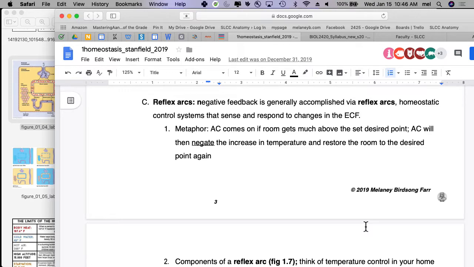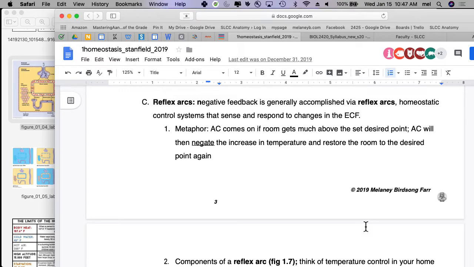A metaphor for a reflex arc would be that in your home, right, if I set the thermostat for 68 degrees, it is not going to stay at 68 degrees all the time. It's going to go up, and then it'll be brought back down. It's going to go down, and you'll bring it back up. Does that make sense? Especially in like spring when the temperature is really variable. Okay, so homeostasis is the goal. Negative feedback is the mechanism, but there are parts that are involved in accomplishing that. Okay, that makes sense? I'm going to define the parts for you.